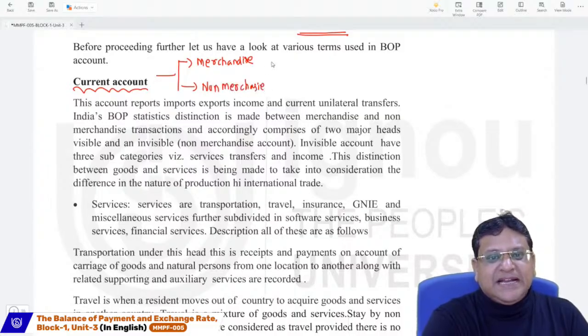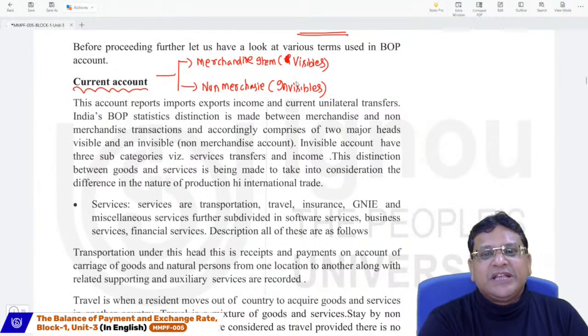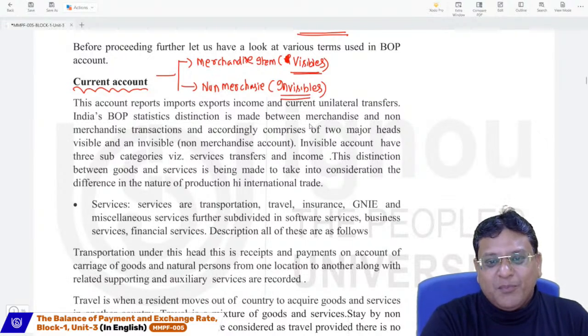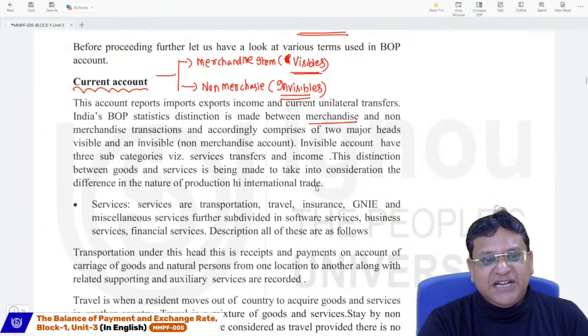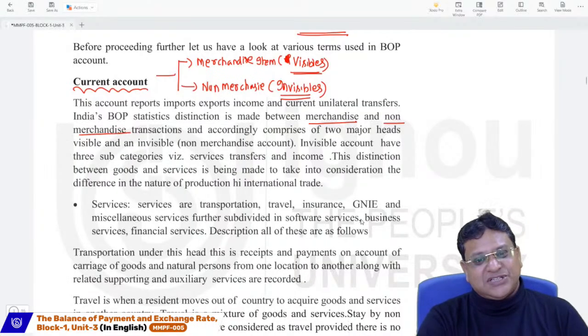The mercantile items are known as goods or visibles. And non-mercantile items are known as invisibles. So in current accounts, we record two things: visibles and invisibles. Visibles are mercantile items, and invisibles are non-mercantile transactions.